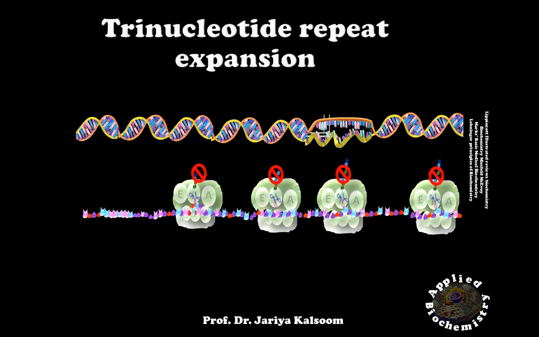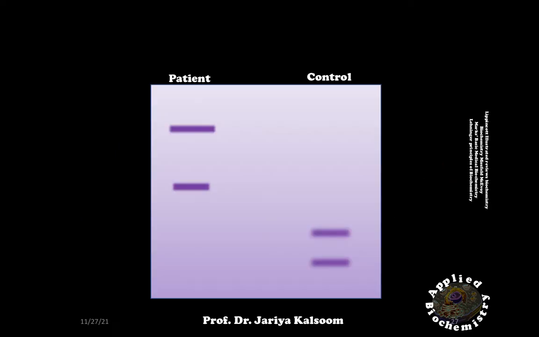provides instructions for making the FMRP, which plays a role in development of synapses in the brain. Patients with Fragile X syndrome do not make FMR1 protein of the gene because of gene silencing through hypermethylation. This trinucleotide repeat expansion will alter the length of the restriction fragments.